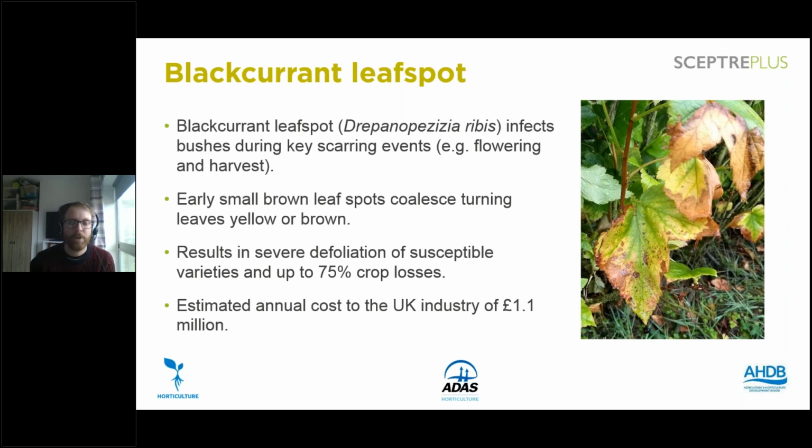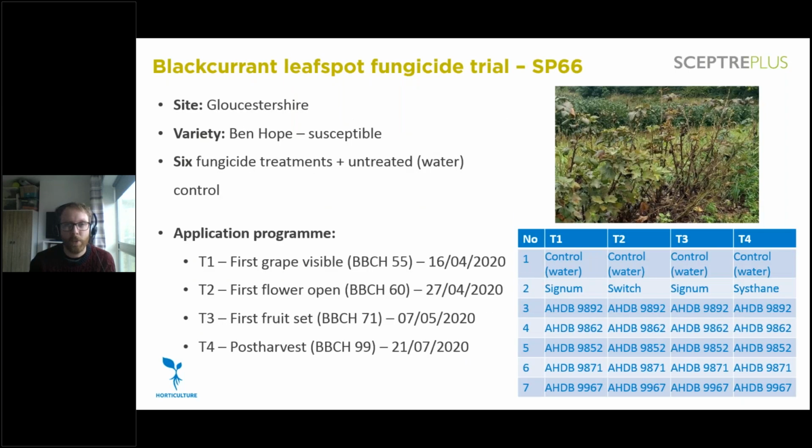So the aim of this project was really to identify new products to treat this disease. So a field-based trial was located in Gloucestershire, to identify alternative chemical but also biological treatments to effectively manage the disease. And it was carried out in the susceptible variety Ben Hope, which is very susceptible to the disease, so a really good variety choice.